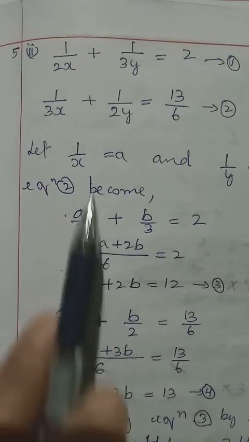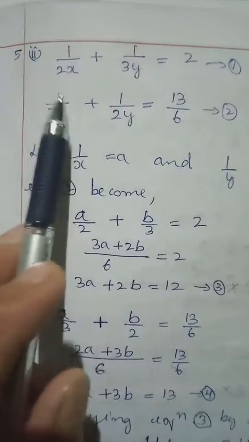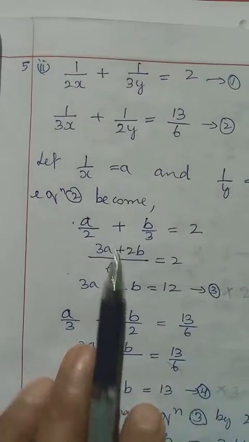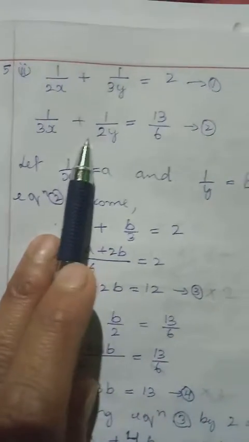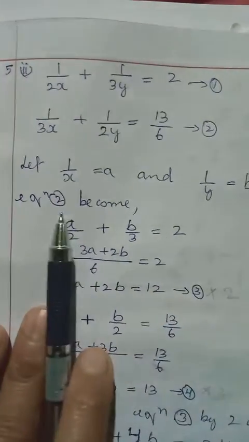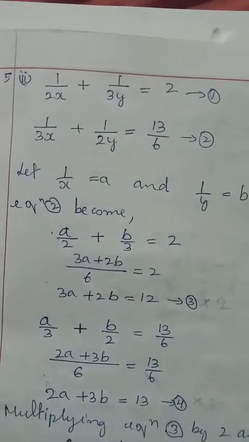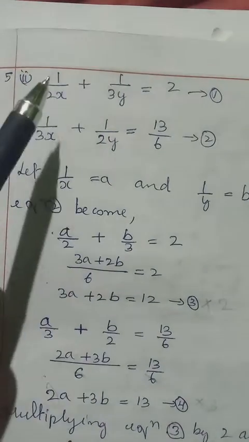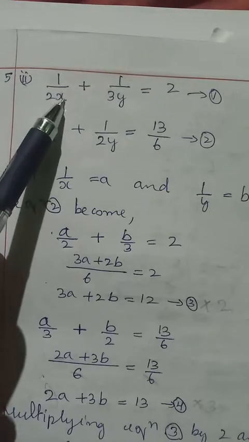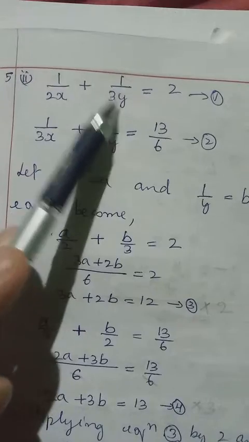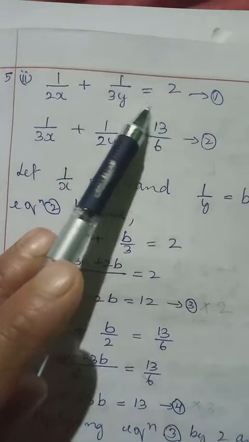So in that case, we can assume 1 by x to be a, or we can put some other alphabet, it's up to you. Then 1 upon y, we can take it as b, so that we will replace in both the equations, so that it is easy for us to solve. So now instead of writing 1 by x, I can write a by 2. Then here instead of 1 by y, I can write b by 3 equal 2.